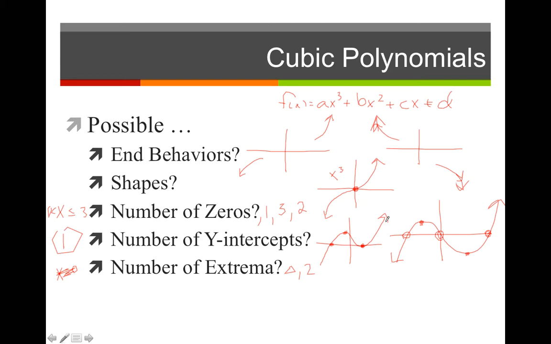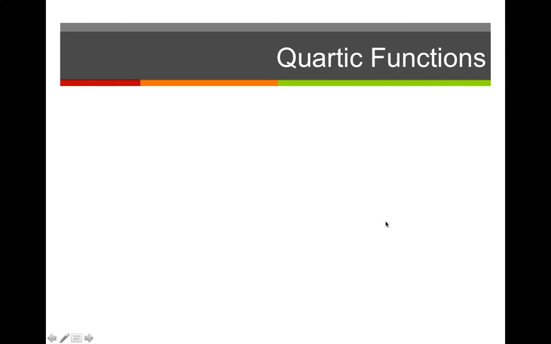All right, it's enough for cubic. These are just kind of things that you should be thinking about as you're looking at cubic functions. What about a quartic? Quartic is just a 4th power polynomial. So we have f of x is equal to ax to the 4th plus bx to the 3rd plus cx squared plus dx plus e, if you want to go out that far.